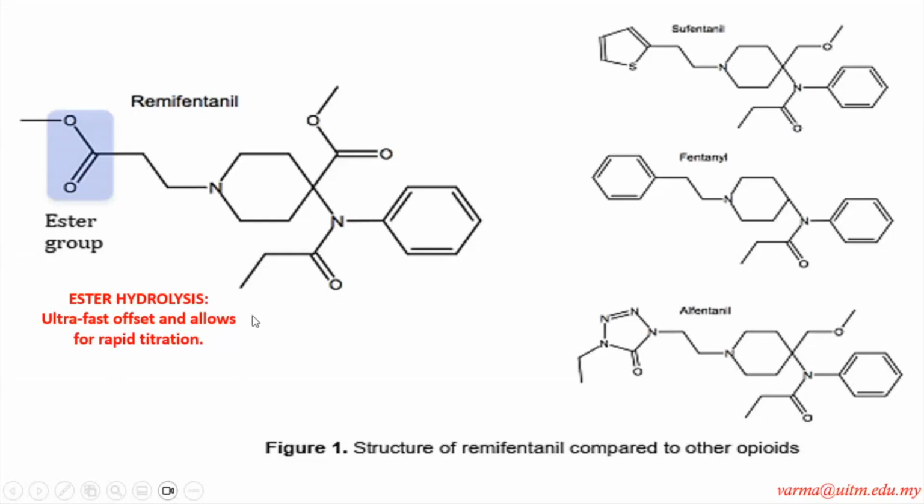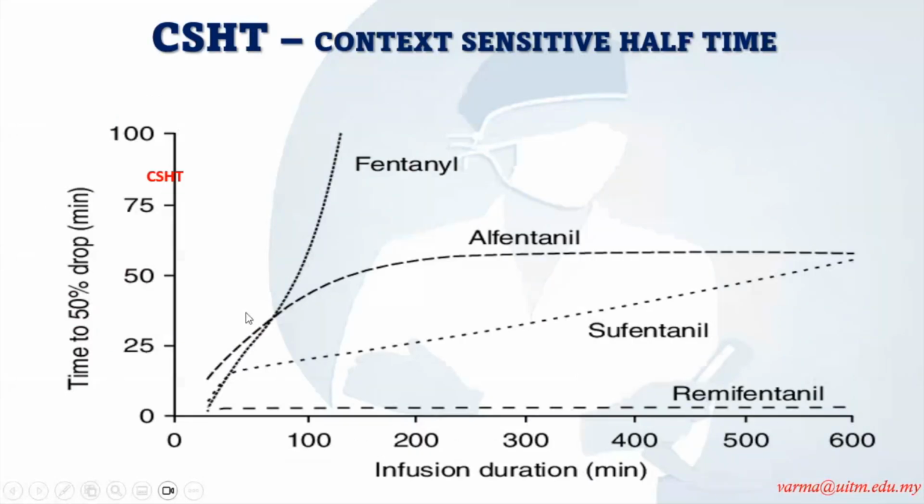That gives an ultra-fast offset and allows for rapid titration. So the context-sensitive half-time graph, of course, you have to know, you must be able to draw this. You may be asked to draw it in the viva as well. You must be able to define context-sensitive half-time. I'm not going to go into that. So what happens is the time taken for the concentration to drop by 50% after you stop the infusion.